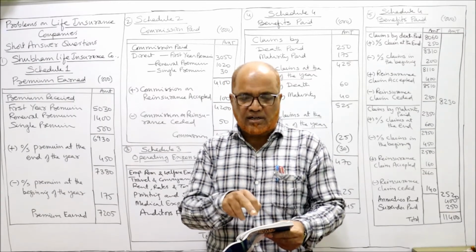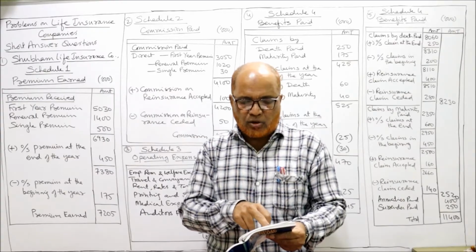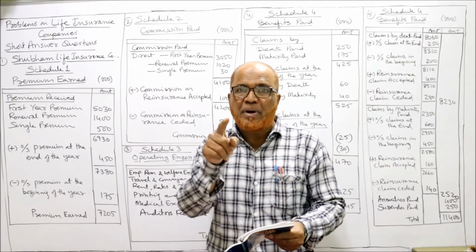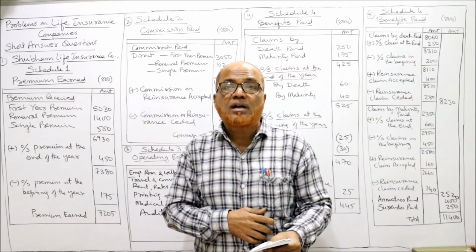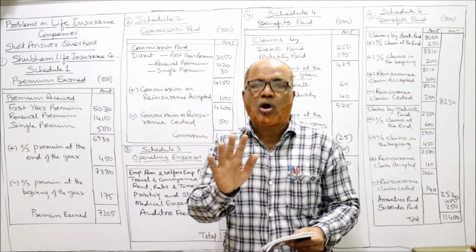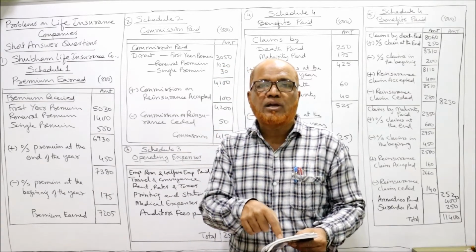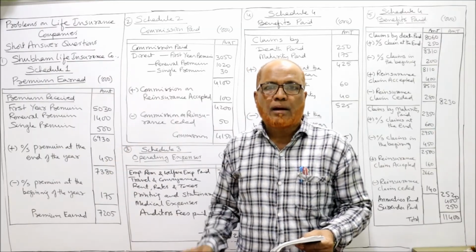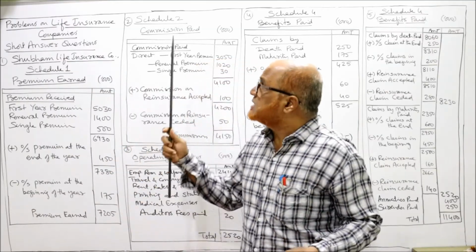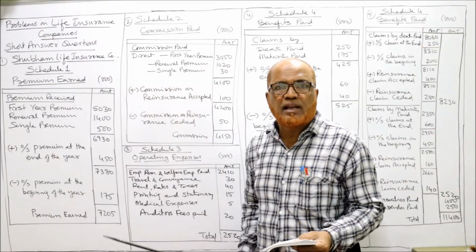Travel and conveyance, third schedule. Rent and taxes, third schedule. Printing and stationery, third schedule. Medical expenses, third schedule. But commission to agent will not be taken in third schedule. It will go to second schedule. Commission जो होता है वो commission second schedule में रहते, commission third schedule में नहीं रहते.